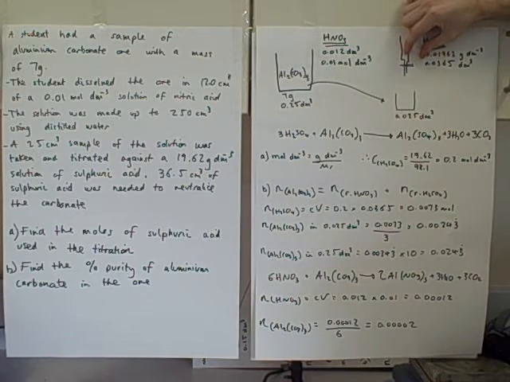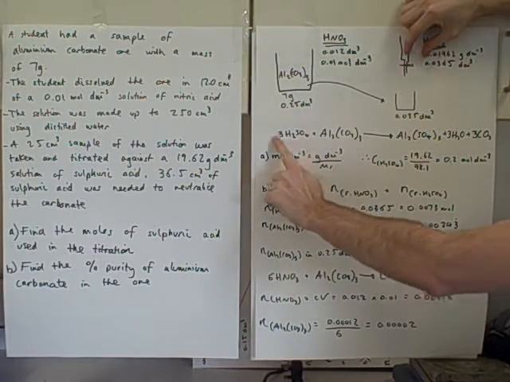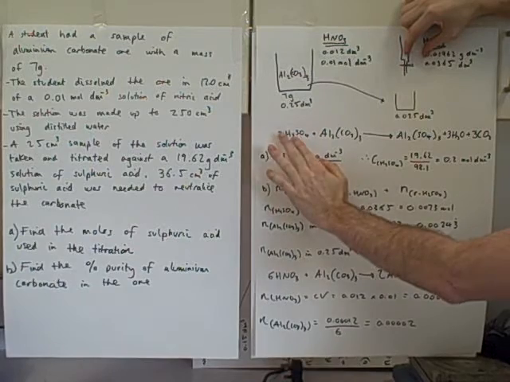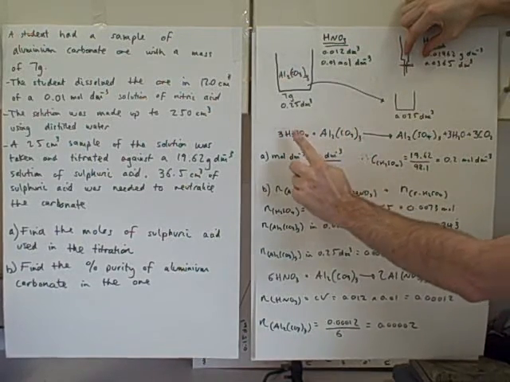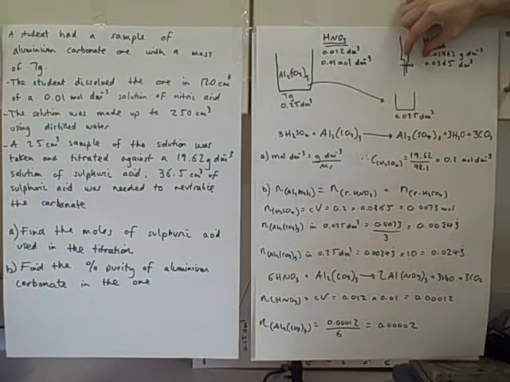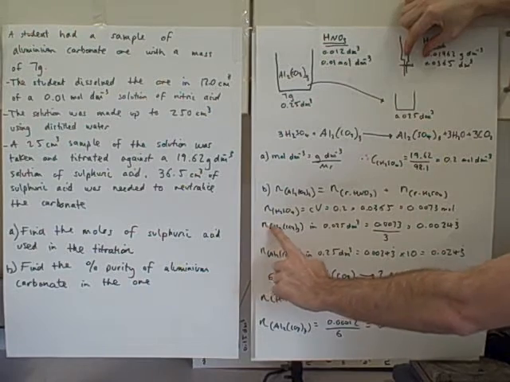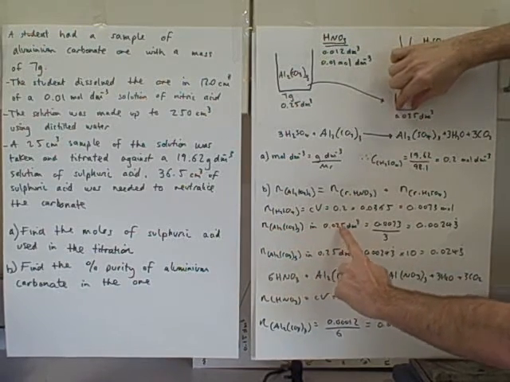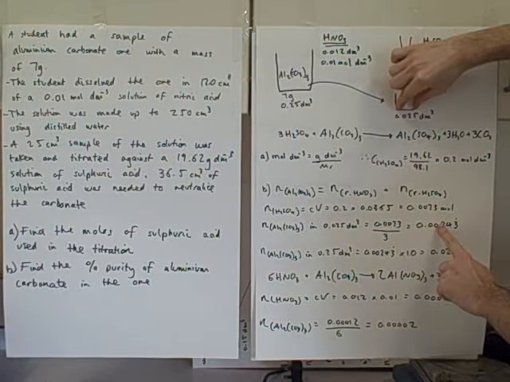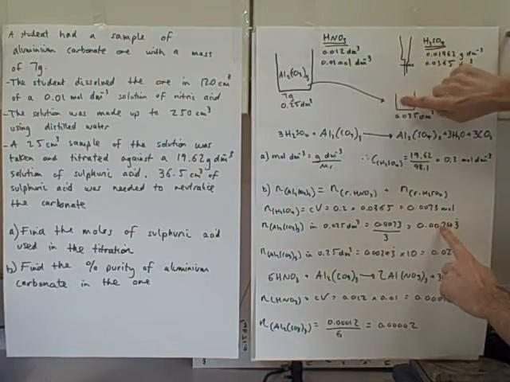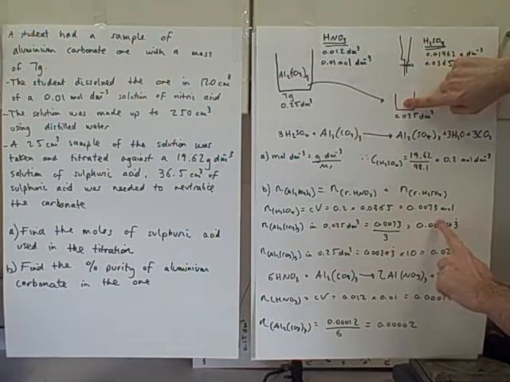But we don't care about sulfuric acid, we care about aluminium carbonate. So I'm going to use my balanced equation to convert my moles of sulfuric acid into my moles of aluminium carbonate. It is a 3-to-1 ratio, so I must have a third of the moles of aluminium carbonate. So moles of aluminium carbonate in the titration is my moles of sulfuric acid divided by 3, 0.00243 recurring. So my pen lid is now there.